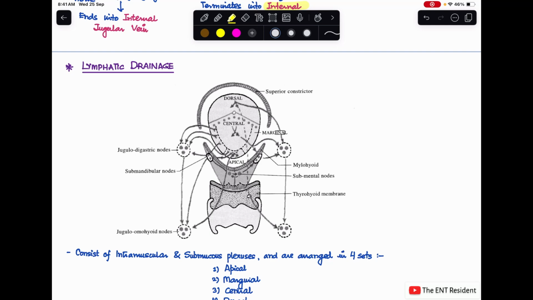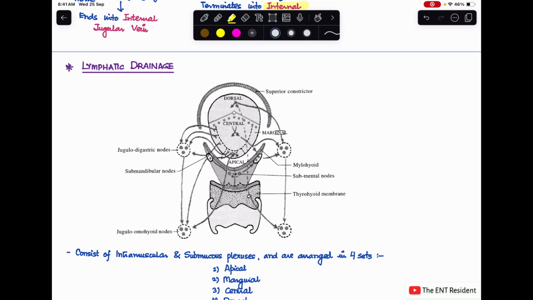Depending on which part of the tongue has been involved in the carcinoma, it will determine which nodes will be involved in the neck. So, to know the spread of carcinoma of the tongue, depending on which part of the tongue has been involved, which neck node will be involved, first we have to know what is the lymphatic drainage of the tongue.